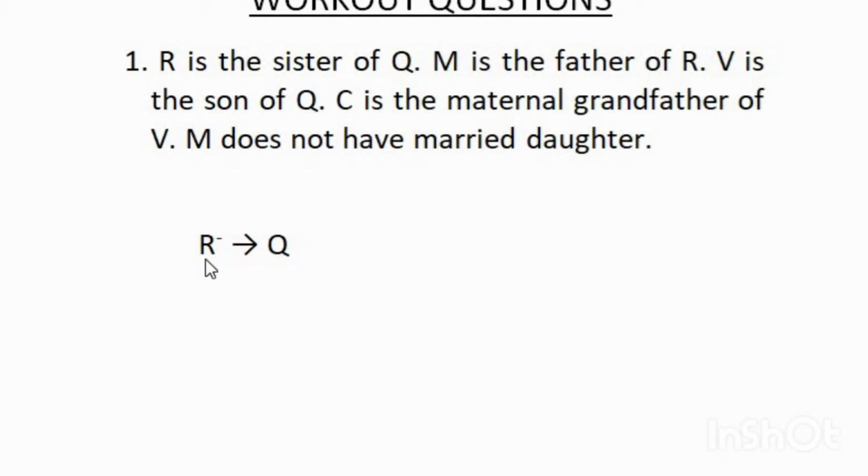R is the sister of Q. It is represented like this. Now M is the father of R. It is represented like this. V is the son of Q. It is represented like this.